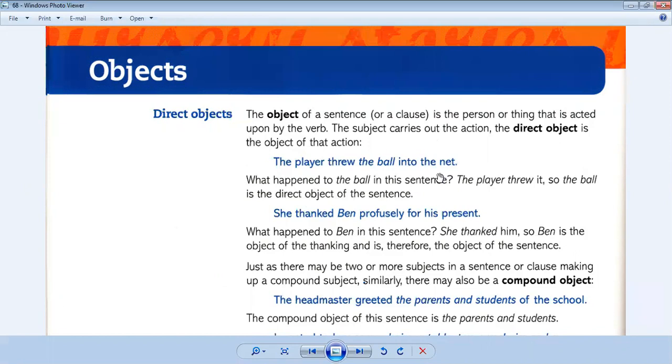Usually, to know if this is the direct object or not, it is answered with what or who after the main verb.